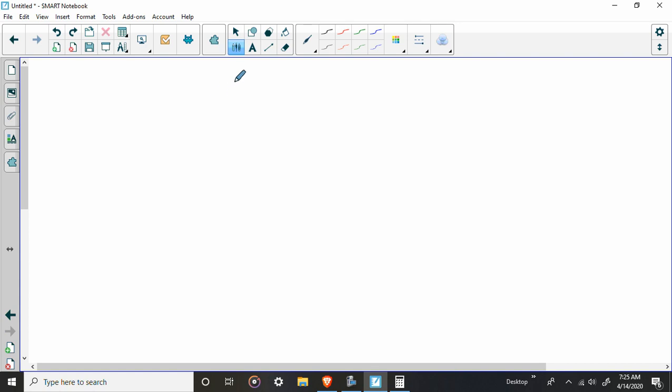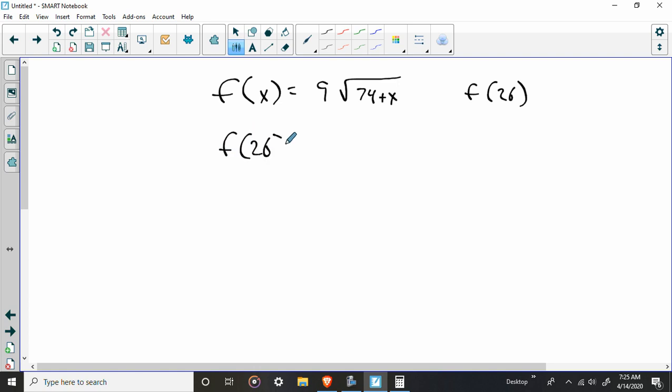Let's do one with a square root. Don't freak out. F of x is equal to 9 times the square root of (74 plus x), and they want f of 26. Now, before you freak out, because it's a square root, don't worry, okay? F of 26. Everywhere you see an x you're going to replace with 26. 9 times the square root of 74 plus 26.